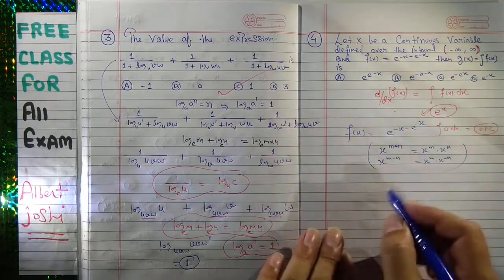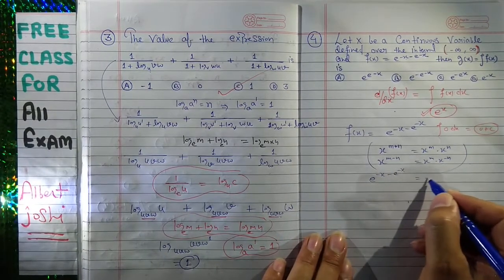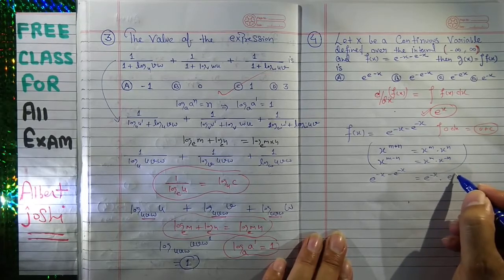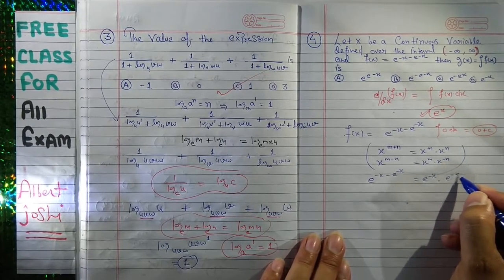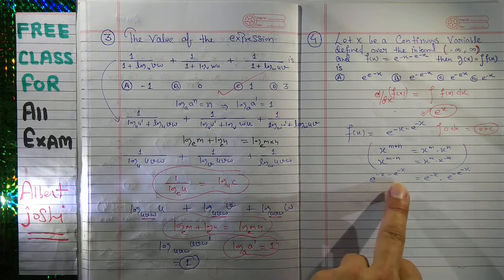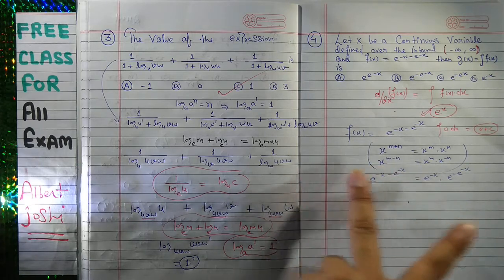So similarly we can write e to the power minus x minus e to the power minus x is equal to e to the power minus x into e to the power minus e to the power minus x. I think you understand what we want to do. If you multiply, then both will add. Okay.